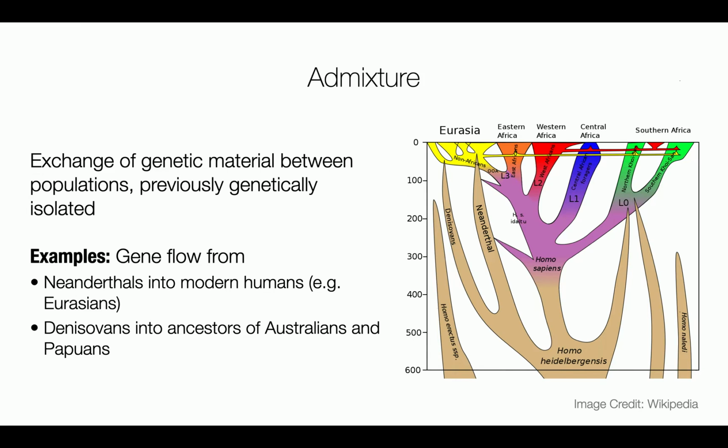It is increasingly recognized that admixture, which is the exchange of genetic material between populations that were previously genetically isolated, is a really important and pervasive force in evolution. A well-known example is gene flow from archaic humans, such as Neanderthals, into modern human populations. Of course, we don't directly observe admixture or gene flow, but instead we seek to infer these events from genetic variation data.